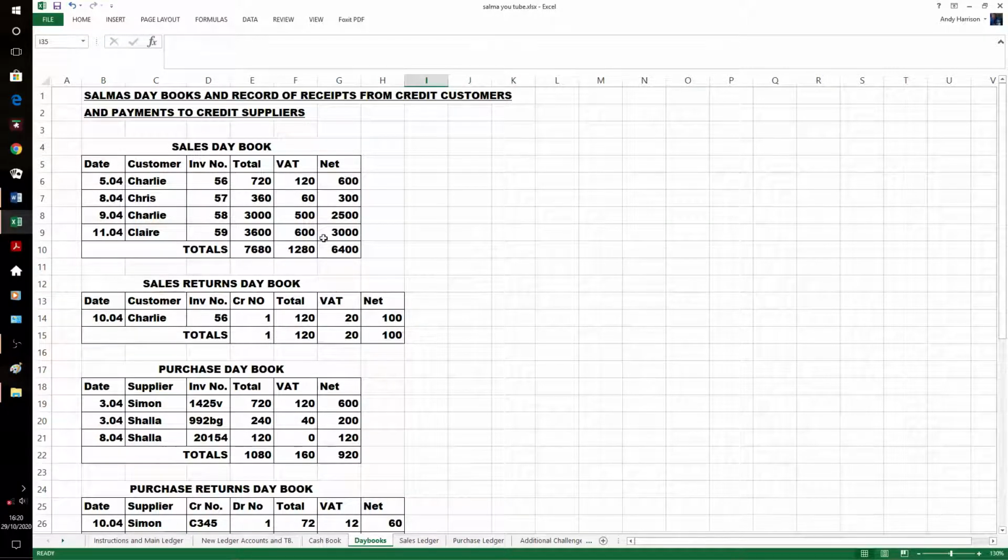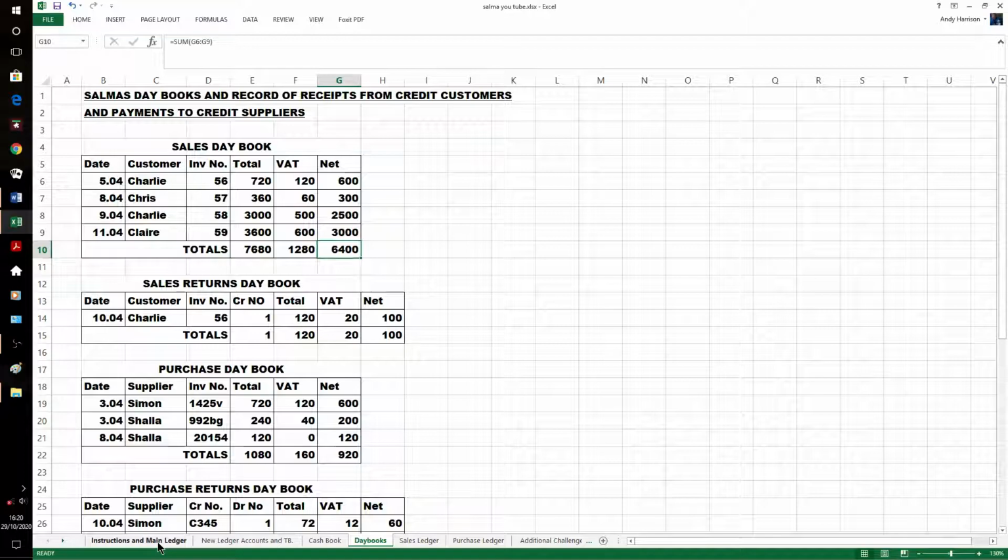Right, so sales day book then, routine postings. These will go straight into the ledgers. Whichever way around you do it, it doesn't actually make any difference. Just get into some kind of habit. Most students will probably do the £6,400 into sales first.